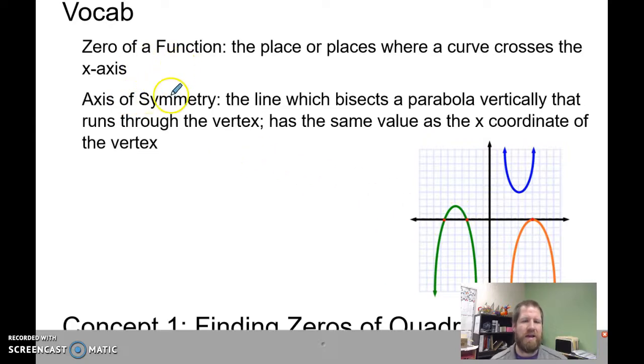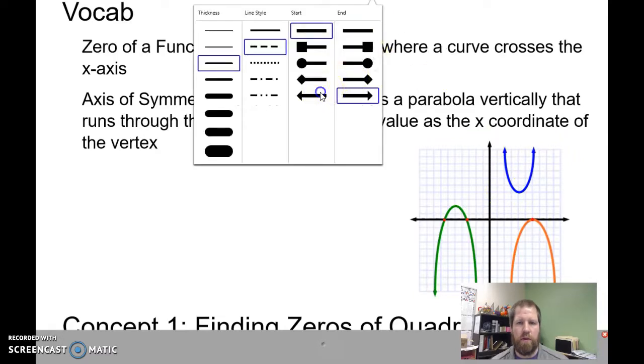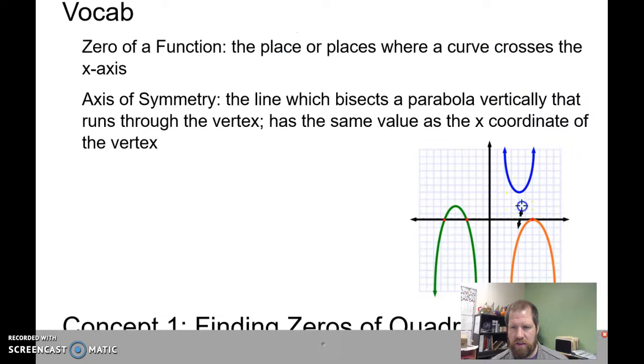Our second term is the axis of symmetry, and this is a line that runs through the middle of the parabola. Okay, it runs from the vertex all the way down through the middle of the parabola. Okay, and actually it runs in both directions. Okay, my vertex for this blue one would be that axis of symmetry. For my green one, it would be right there. For the orange one, it would be right there.